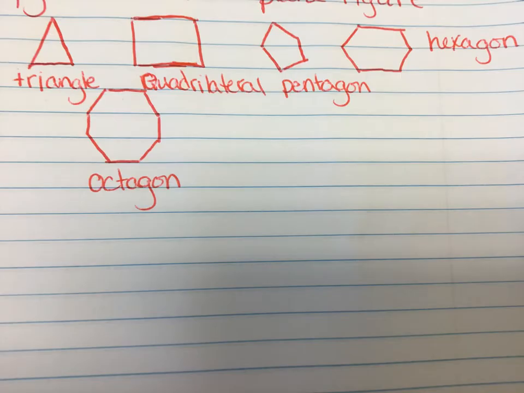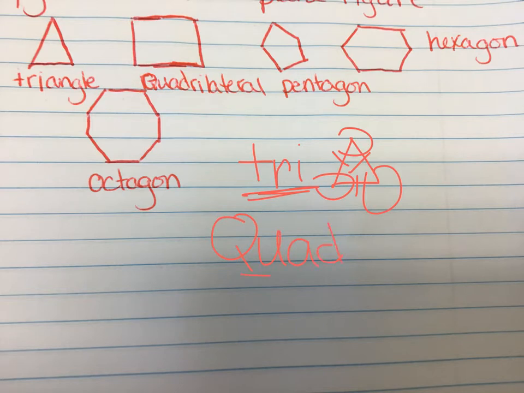Okay, so here are our shapes. We have the triangle. It's called a triangle because it has 3 angles. Tri is another way to say 3. So the triangle has 3 sides and 3 angles, or vertexes. A quadrilateral, quad means 4 sides. It has 4 sides and 4 angles. And the word quad means 4. Like if you're on a 4-wheeler, it could be called a quad.